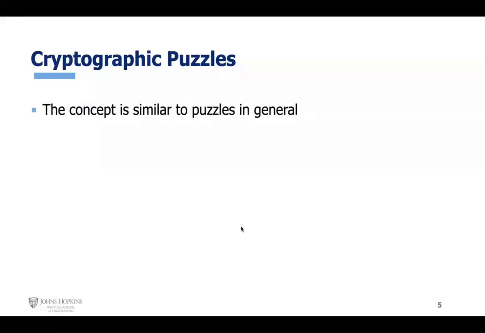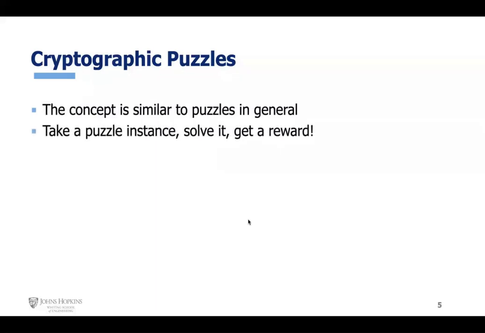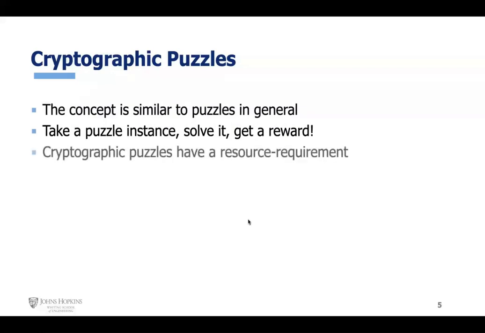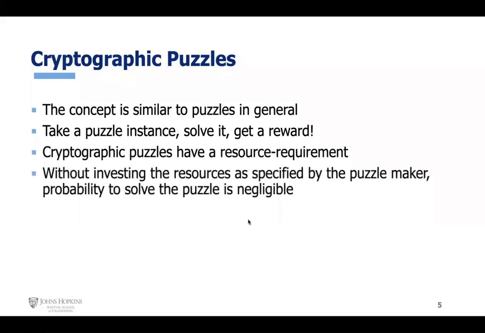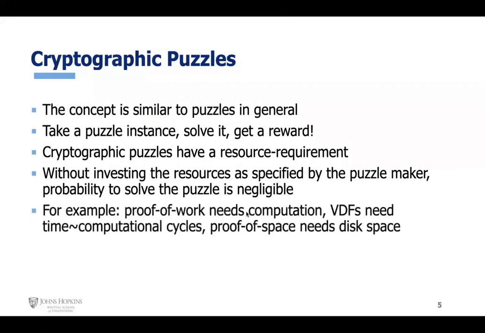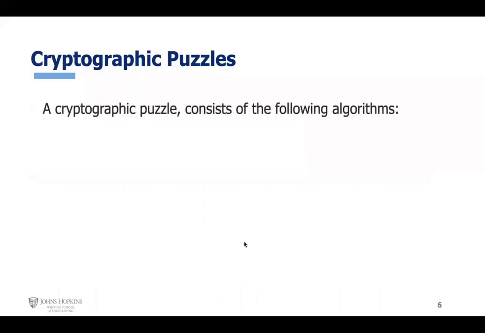Cryptographic puzzles are actually quite similar to puzzles in general, where you take a puzzle instance, you solve it, and you get a reward. Cryptographic puzzles have some resource requirements, where without investing certain resources, you cannot solve the puzzle. For example, in proof of work, the resource needed is computational capabilities. In VDFs, the resource needed is time, which is emulated using computational cycles, sequential computational cycles in particular. And then in proof of space, you need disk space, right?